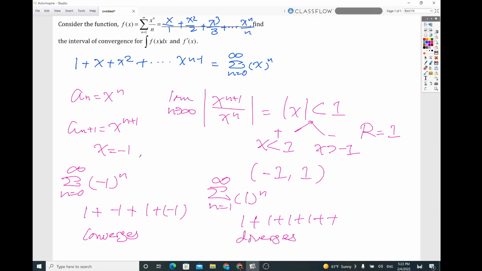So for the interval, it is only the open interval from negative 1 to 1, for the radius of the interval of convergence. So from negative 1 to 1, and it's for the integral of the function. And now what about its derivative? For the derivative, let's go back to the previous slide right here.